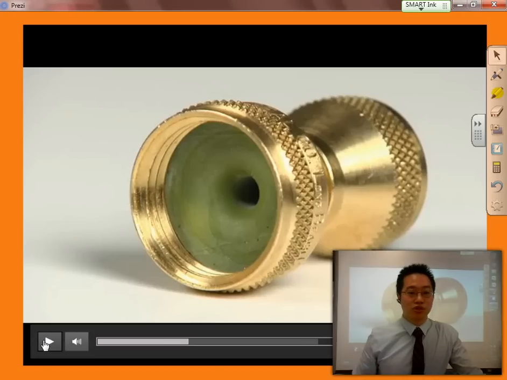And when he says to constrict the incoming flow of water, that means, of course, to simply make the volume smaller. And make the area smaller. And when you make the area smaller, of course, the velocity is going to increase. And you can see how fast the water is coming out.